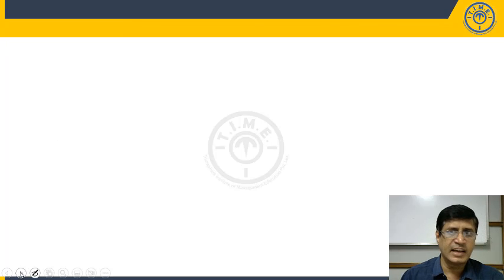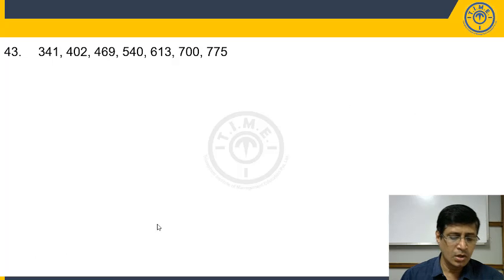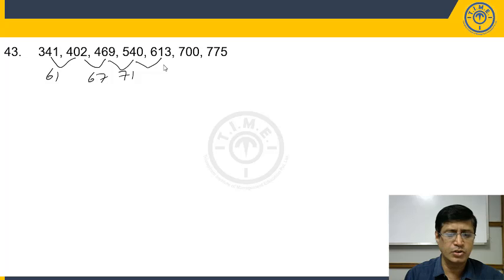Now look at the next example on your screen. Now what is the difference between these numbers? If you observe the gap between these numbers, here it is 61. How much is the gap? It is 67. Whereas the gap here is 71. The gap between these two numbers is 73. How much is the gap of these numbers? It is 87. Whereas, what is the gap here?